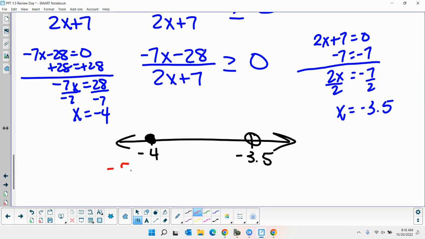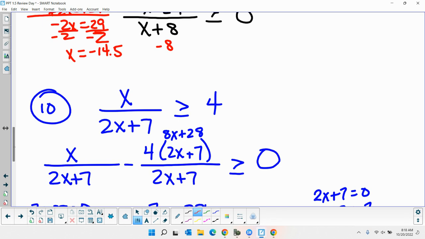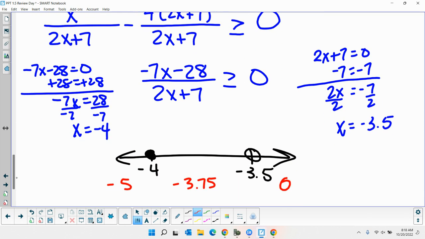-5. What do you want to use in here? Yeah, I would use -3.75. Just cut it in half. And here I would just use 0. It'd be easy to work with. All right. So the original problem, I'll put it underneath so we can see x over 2x plus 7.